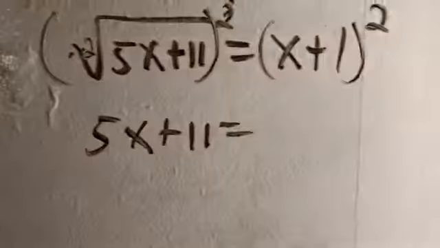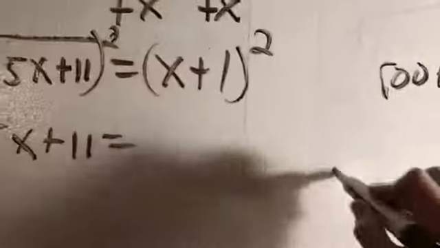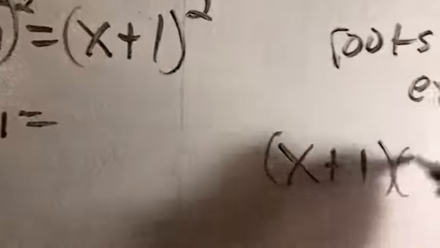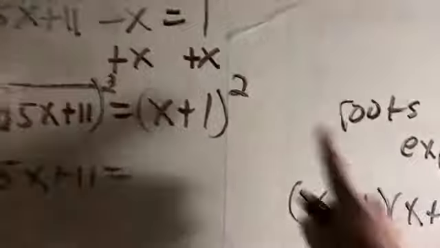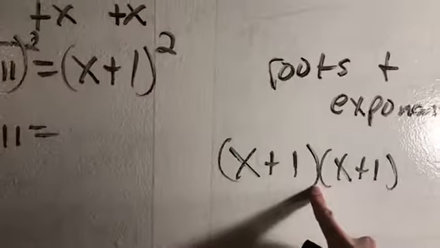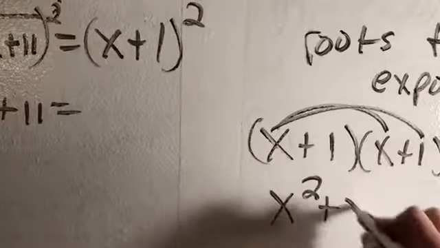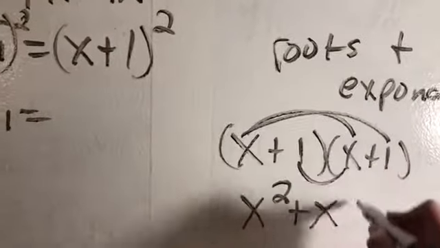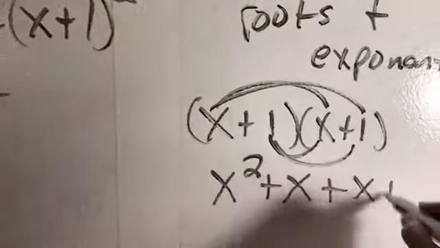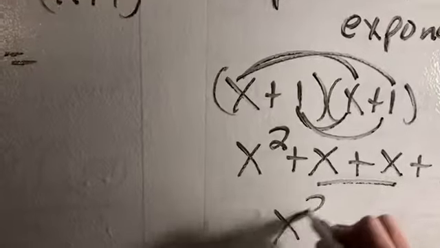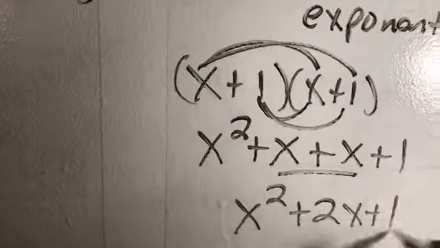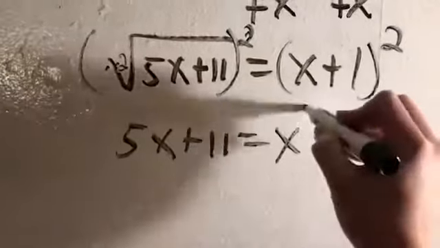And then x plus 1 squared just means I take that parentheses and expand it out twice. And now I can see the double distribution. X times x is x squared. X times 1 is x. 1 times x is x. 1 times 1 is 1. Combine our like terms. And we can bring that over here.